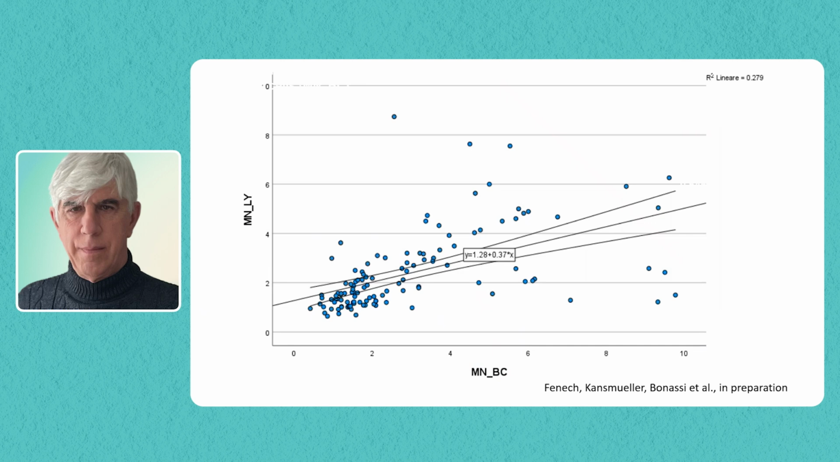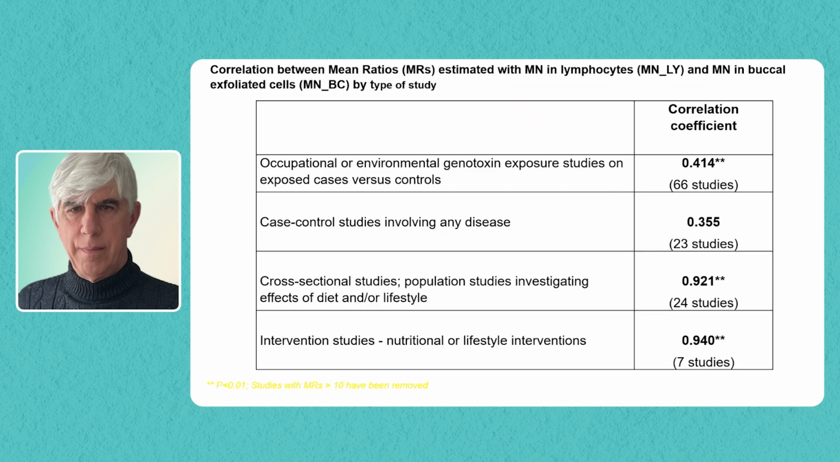So what we did with this friend, Nanz Muller, we reviewed the literature recently, and we found 130 studies in which they measured micronuclei in both tissues. And so we were able to repeat the same analysis, and the strong correlation is confirmed. And interestingly, this correlation is not the same. It depends upon the study.